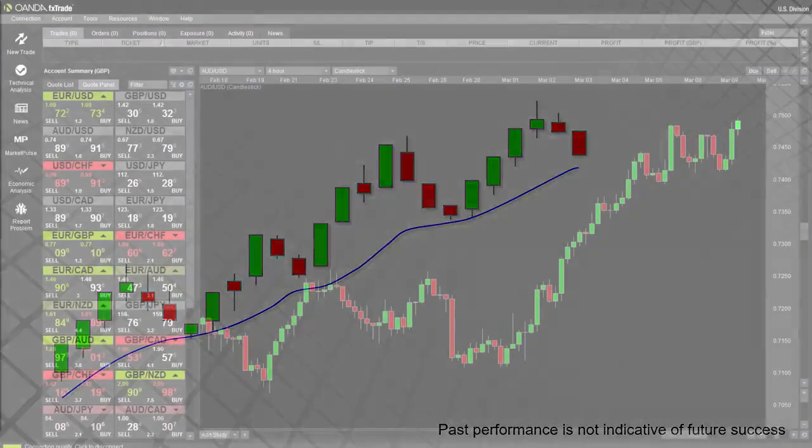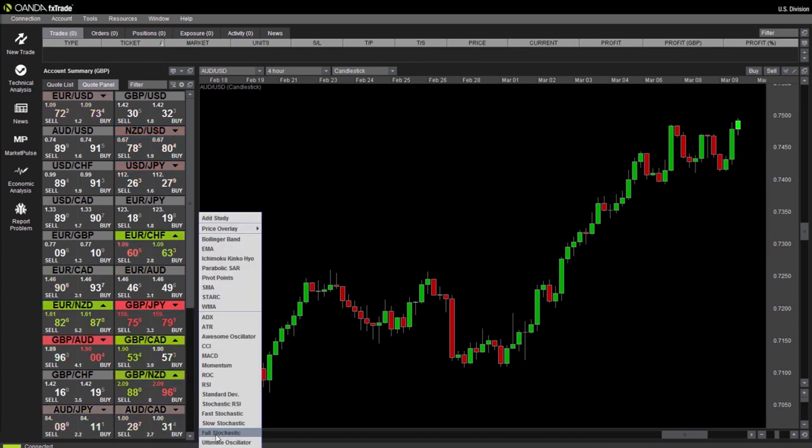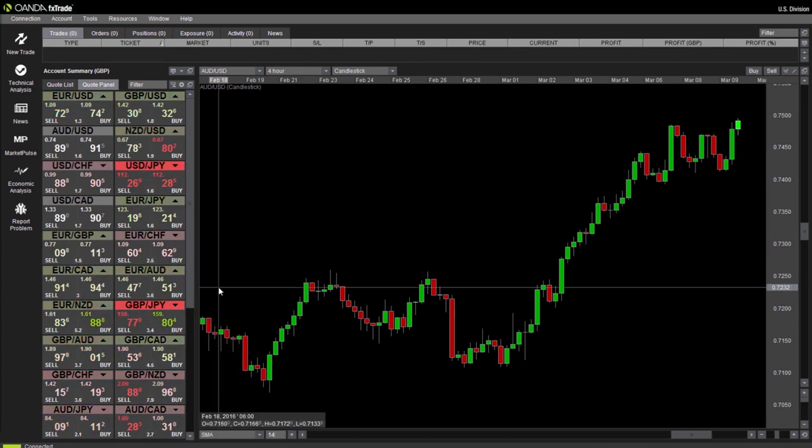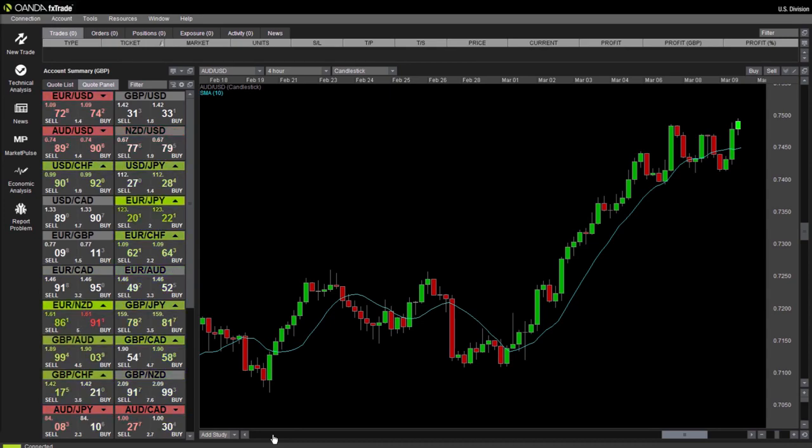on the chart. Here is how you add an MA on the FX Trade platform. Click Add Study. Select SMA. Choose your desired MA length and click to add it to your active chart. Repeat this process as many times as necessary to add the desired number of MAs to your chart.